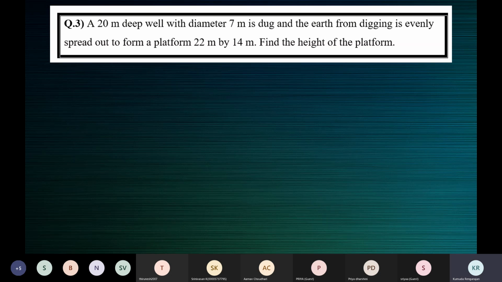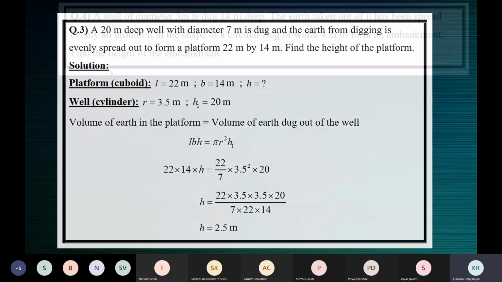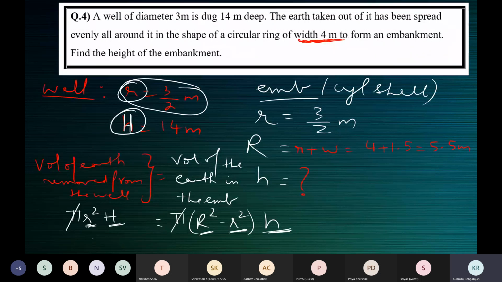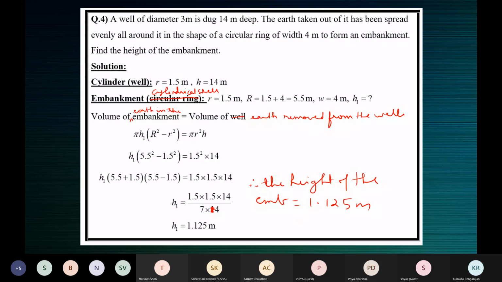In the earlier question, the two things were the well, the cylindrical well, and the embankment, which is a cylindrical shell. Maybe you can write: well, which is a cylinder, and the embankment, which is a cylindrical shell.